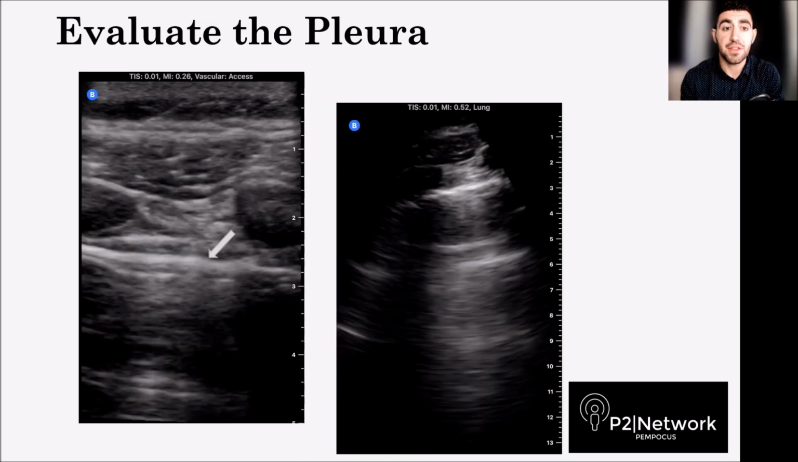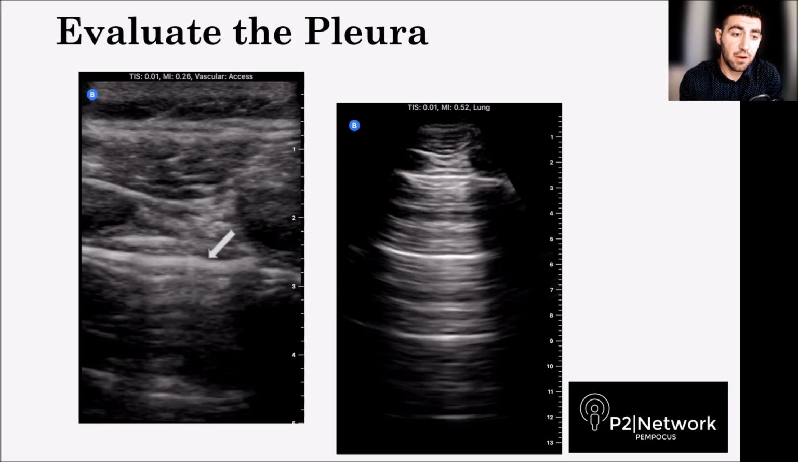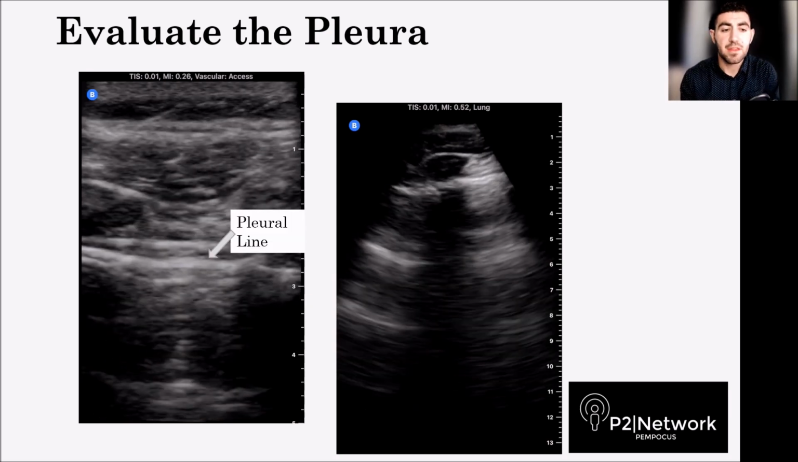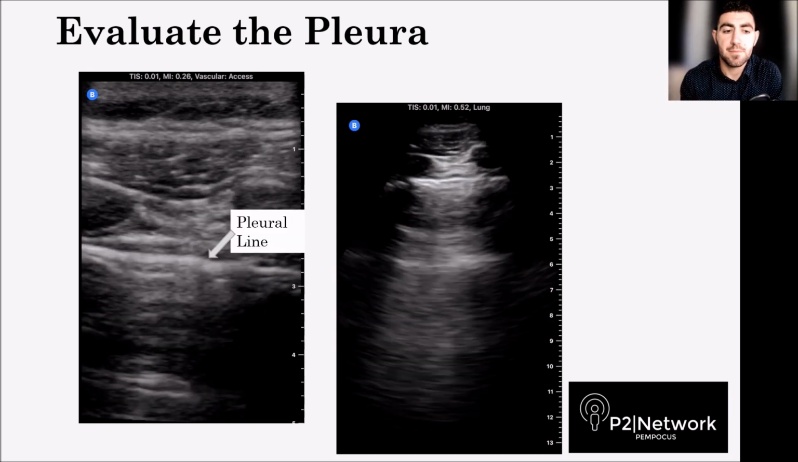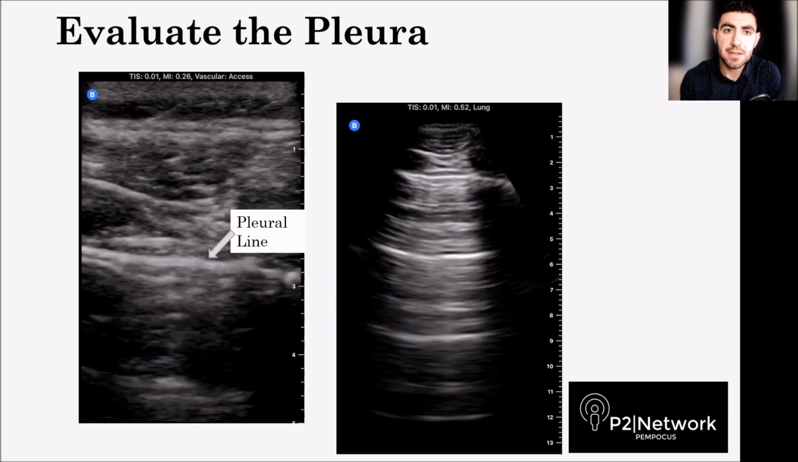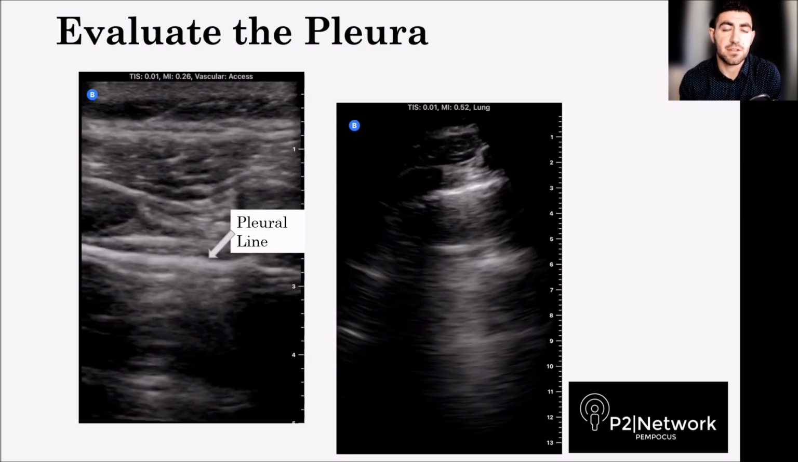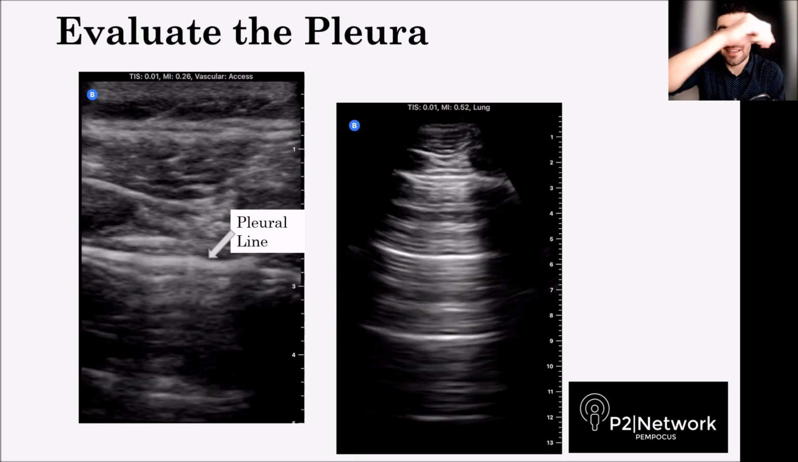So here's a healthy example first. You see that arrow is pointing right to the pleural line. Take a close look at it. Notice it's kind of shimmering a little bit. You can almost imagine little ants crawling on a log, just like right on top of that pleural line.